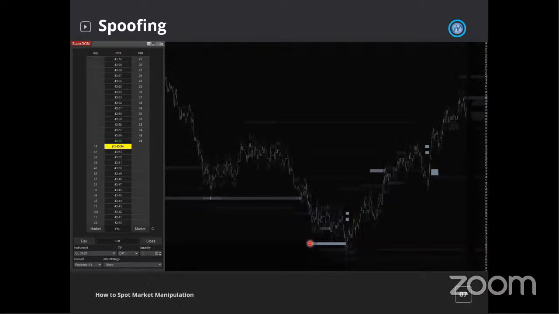Now, the practice of spoofing is an illegal manipulation practice. It's when a market participant, a trader, institution, or hedge fund puts size into the order book with, at the time of entry, the intent to cancel it. So they don't want the order to fill, right? So let's say that there's an order right in here at 43.52, right? An institution puts 500 contracts in.